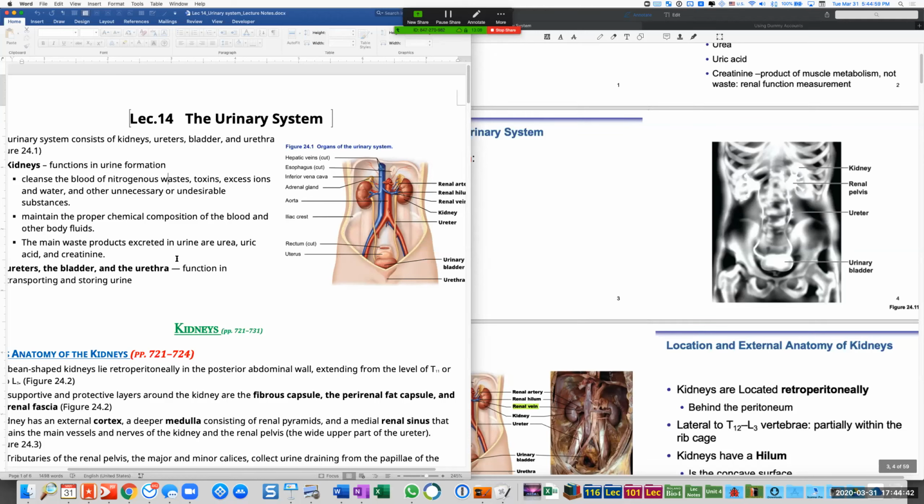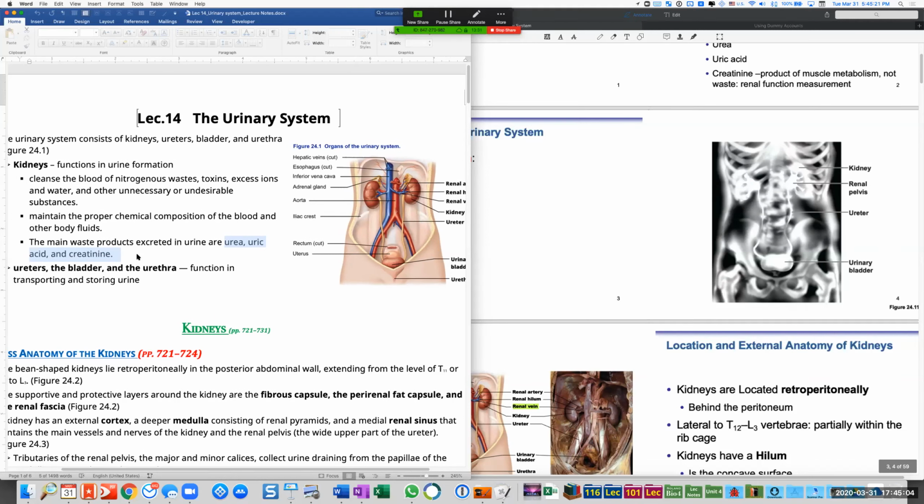Finally, the things that are excreted through your urinary system are metabolic waste, and all of these together are known as nitrogenous waste. These nitrogenous wastes, respectively, are urea, uric acid, and creatinine. You're probably going to hear more about these terms when you get into physiology.